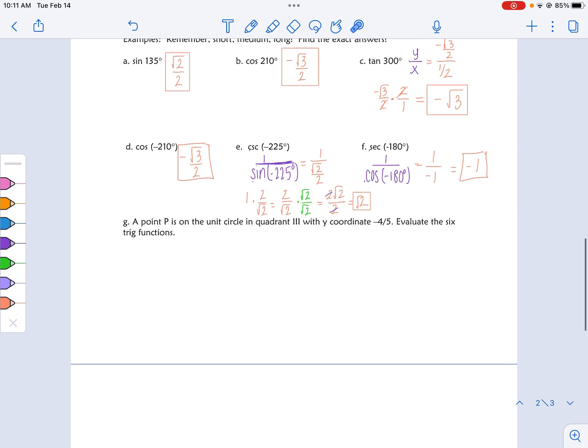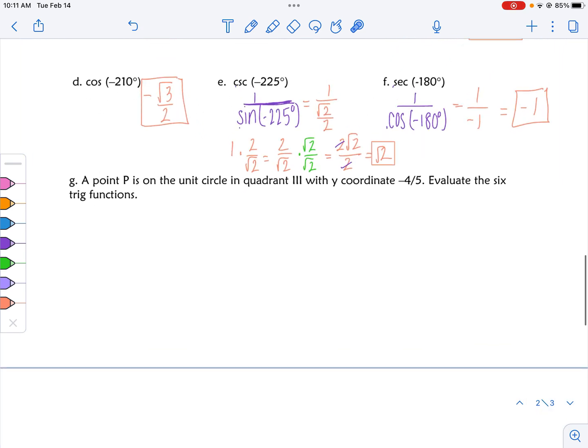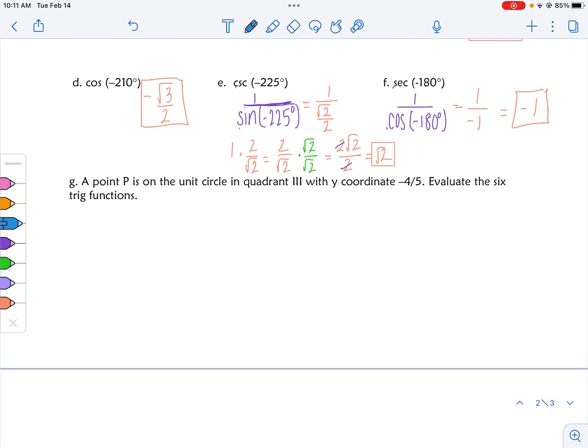One last thing before I let you go is part G here. So I'm going to draw a quick picture. We have point P that's on the unit circle. That's really important that it's on the unit circle. And it says it's in quadrant 3. So quadrant 1, 2, 3. You can put it anywhere here. And it says the y coordinate is -4/5.